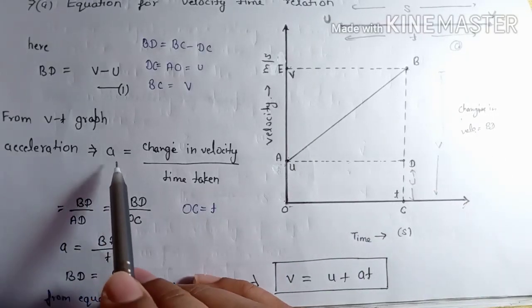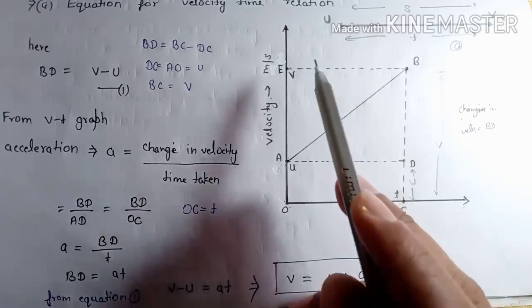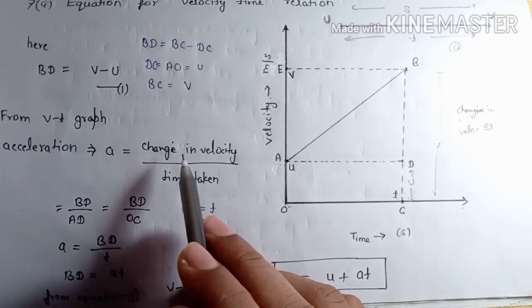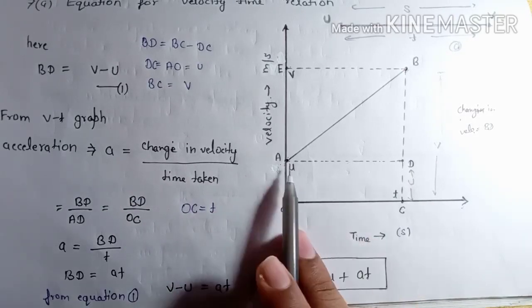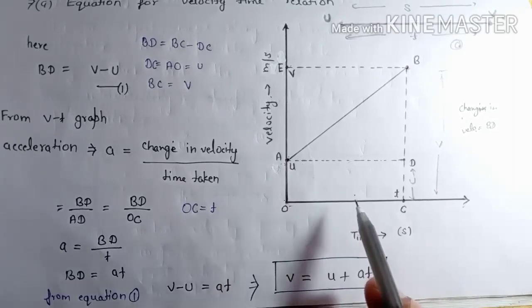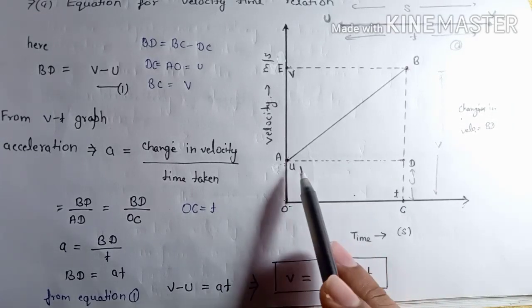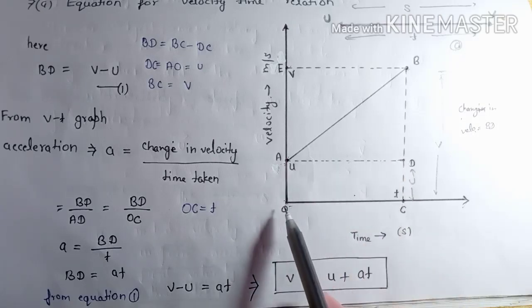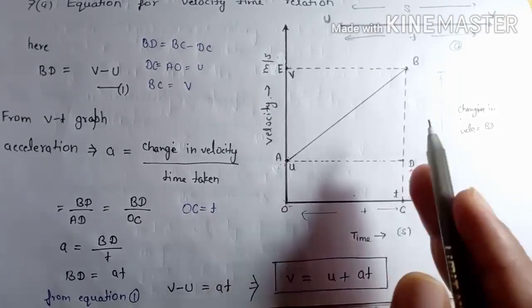So acceleration is equal to change in velocity, and what is the change in velocity? That is BD. So right here the change in velocity is BD, and the time taken here is OC, or you can say AD, because these both are parallel and equal. This is a rectangle, so these both are equal and parallel. So you can take the time taken as AD, and AD is equal to OC, and OC is equal to time t, because we consume time t to attain that velocity v.